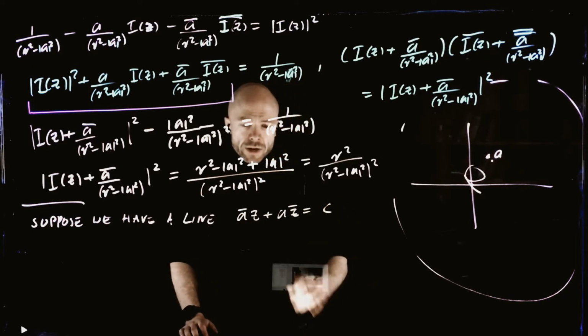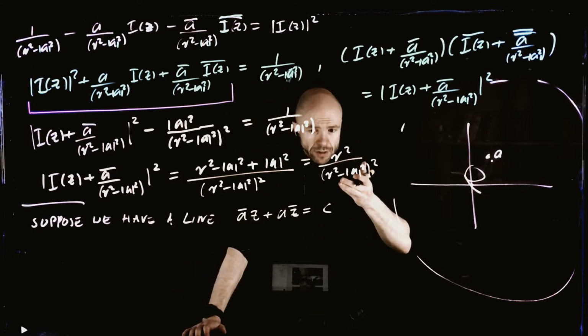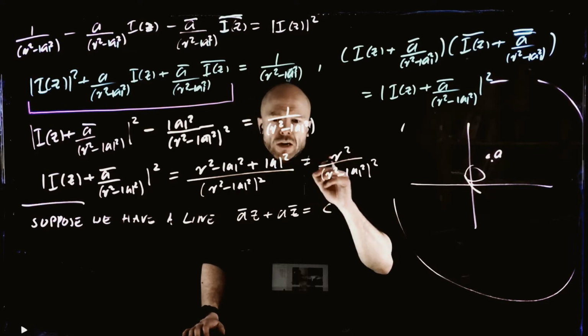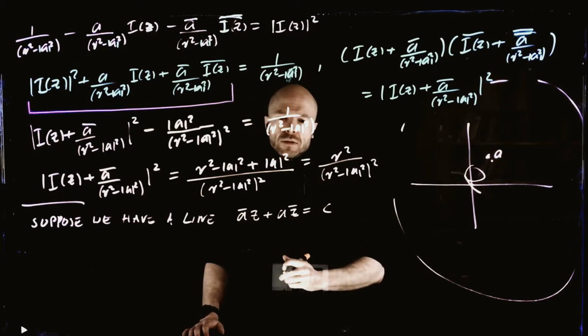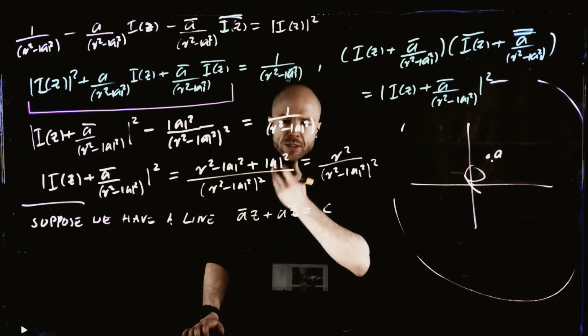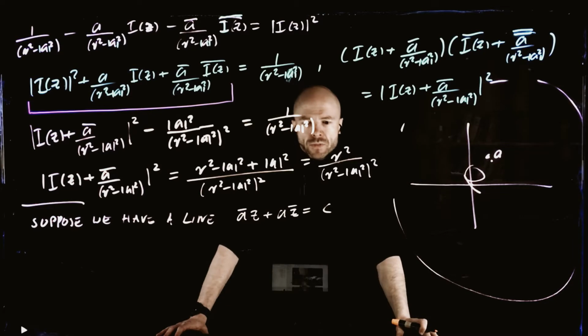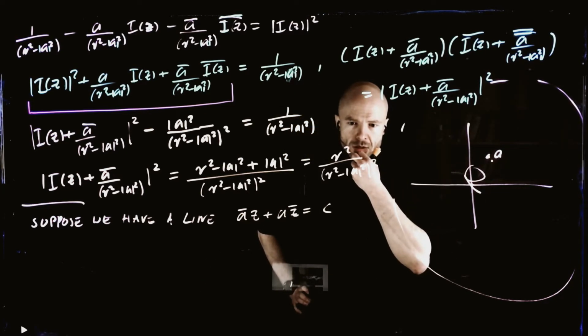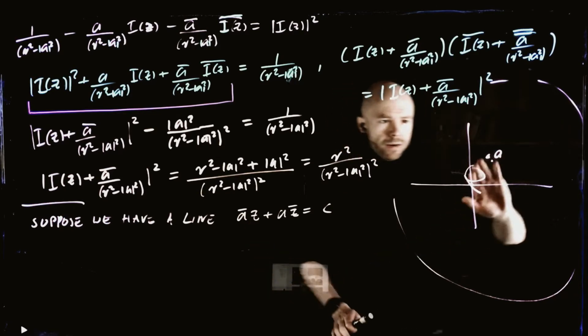Cool. So we have cases to consider. Suppose C is not equal to 0. What would you expect this thing to be? It's got to be a circle or line, but which would you expect it to be? And what does the inversion map do? Suppose we have a line.